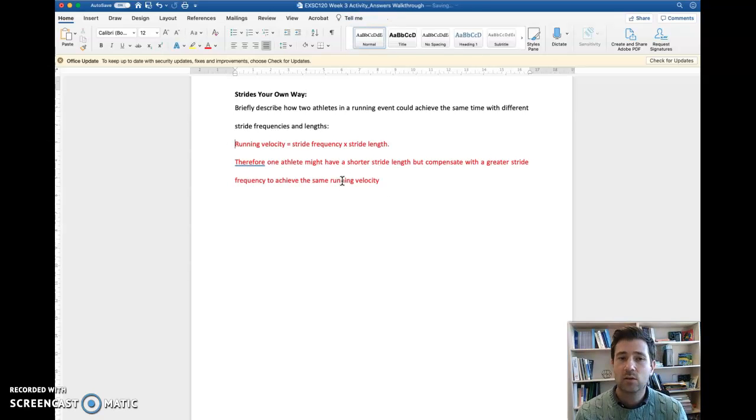And then the other aspect that we'd probably be looking for in a question like this is that trade-off. So one athlete might have a shorter stride length but compensate with a greater stride frequency and therefore achieve the same velocity. So again, it doesn't have to be worded exactly like that, but we've got kind of two concepts here. One is running velocity is stride frequency times stride length, and the second one is that there can be a trade-off between those two. If we double one and half the other, we end up with the same result.